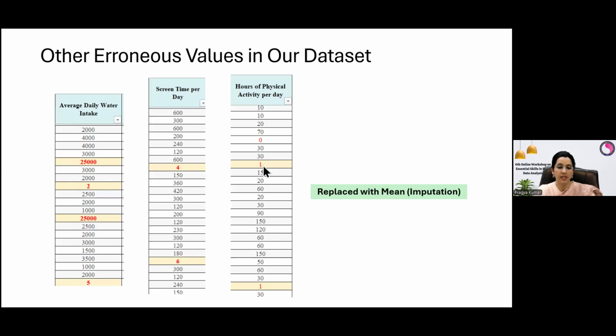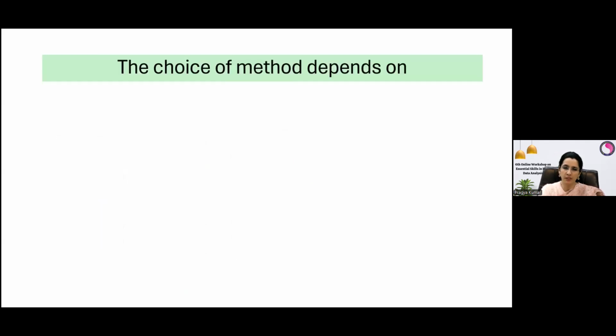Similar with physical activity. If someone has written 0, that is okay. But 1 minute will not be a physical activity. So this is hours of physical activity per day. No, 10 hours, 20 hours, this was an outlier. So this was in minutes, yes.